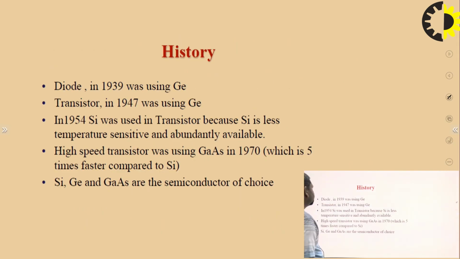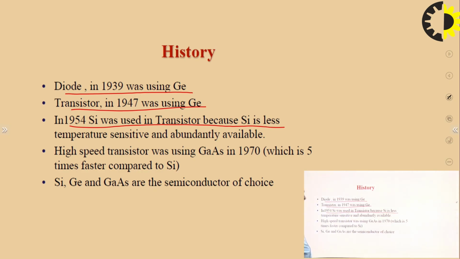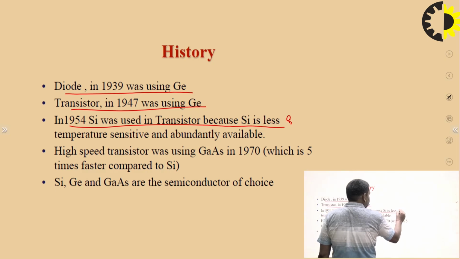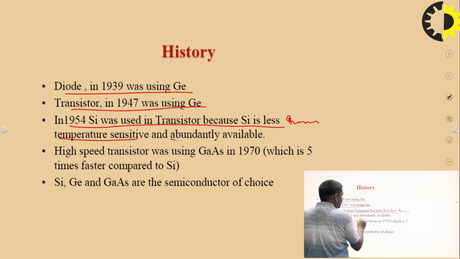So what is the history of the diode? A simple semiconductor application is the p-n junction diode. The diode was discovered in 1939, using germanium, and the transistor was discovered in 1947, also using germanium. But in 1954 silicon was used in transistors, because silicon is less temperature sensitive and abundantly available.